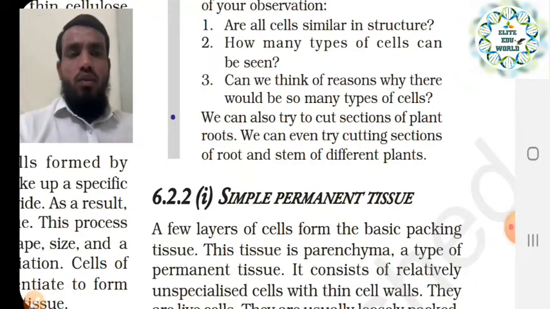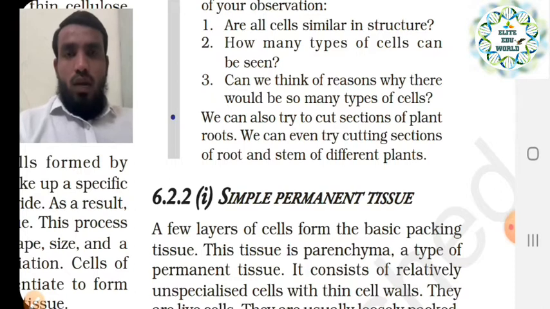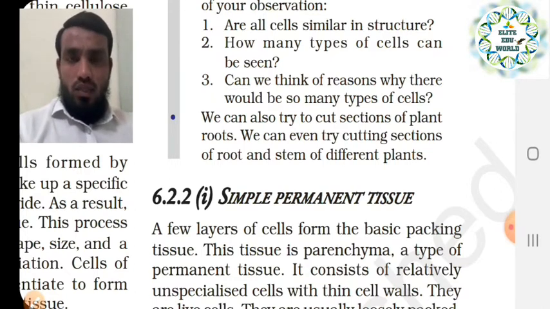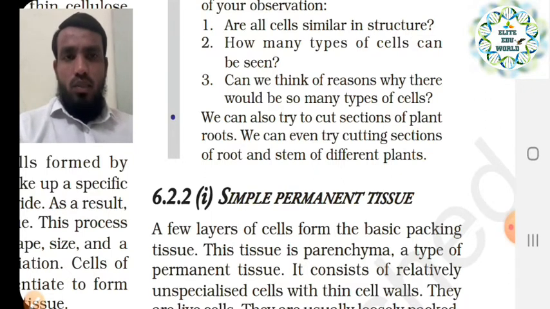We can think about the reason why we have many types of cells. Why do we have many types of cells? Because a plant has to perform different functions. For that they have different kinds of cells. They have meristematic tissue, and again xylem and phloem and epidermis. So each and every cell has a different function.